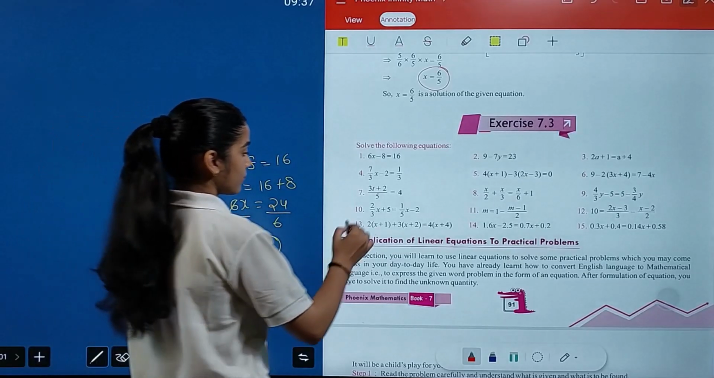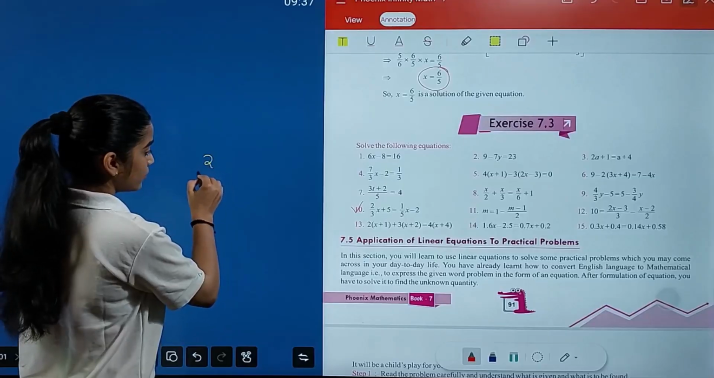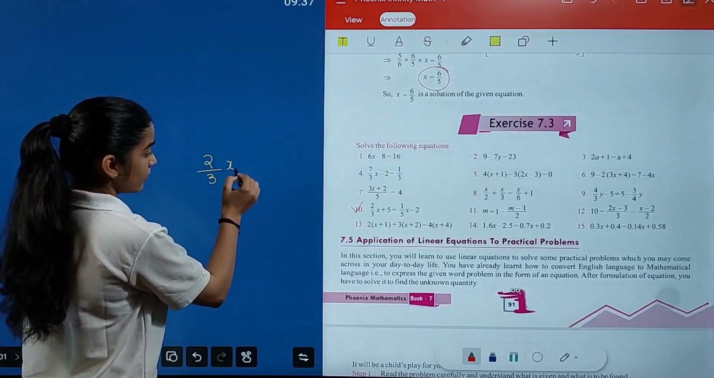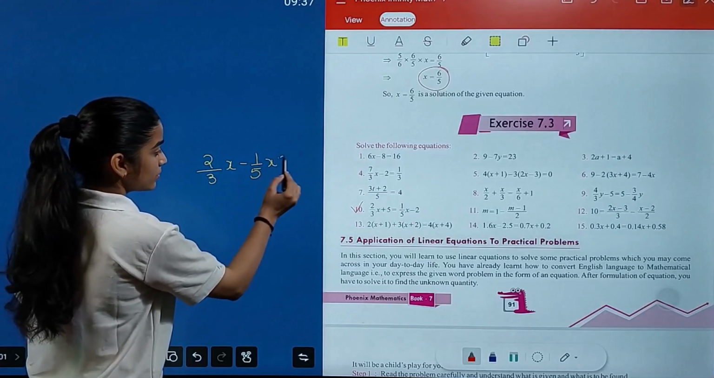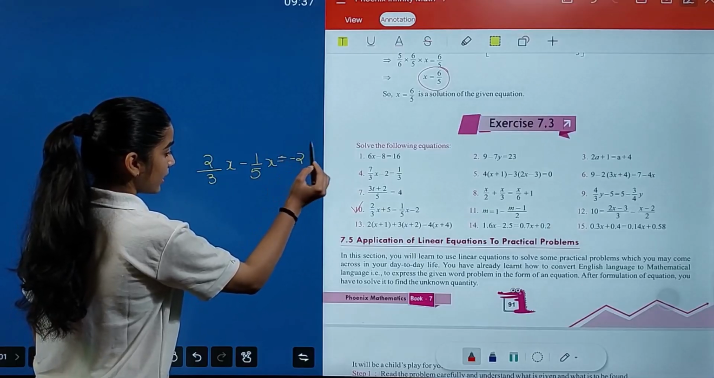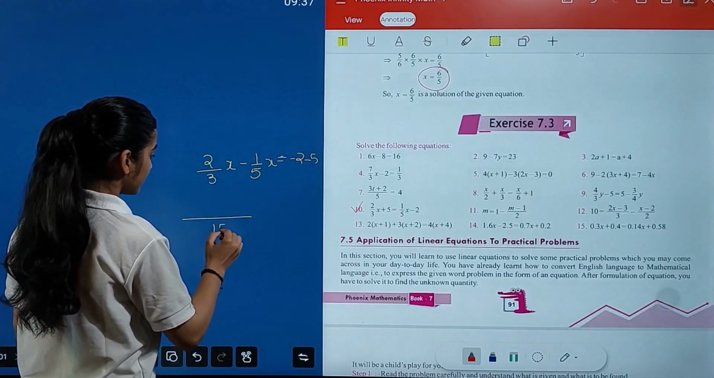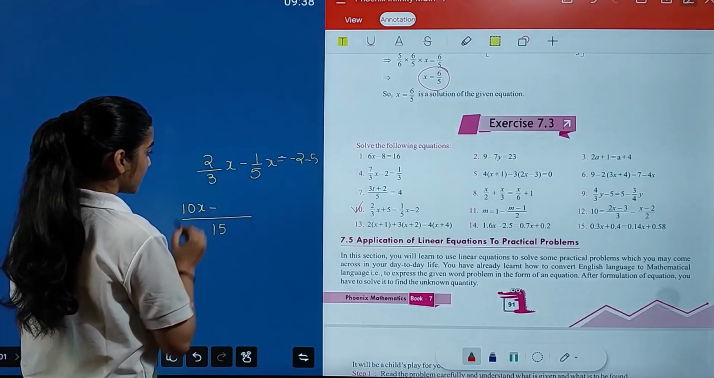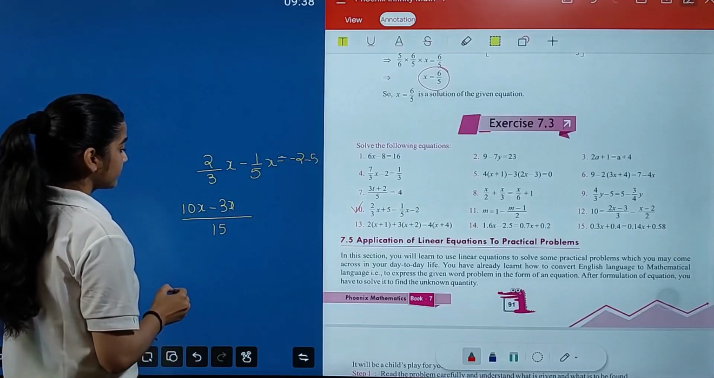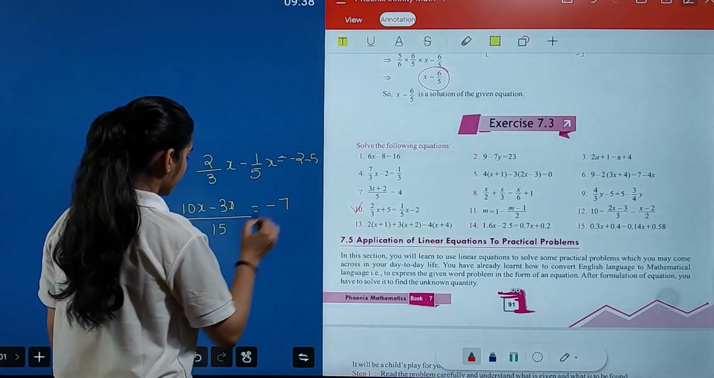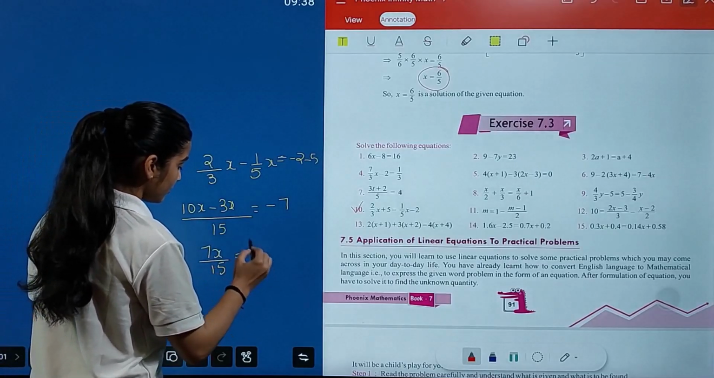Next, we have question number 10. 2 by 3x will be subtracted from 1 by 5x, that is equal to minus 2 and minus 5. Okay. So this will be a 15. 10x minus 3x, minus 7. 7x upon 15 is equal to 7.